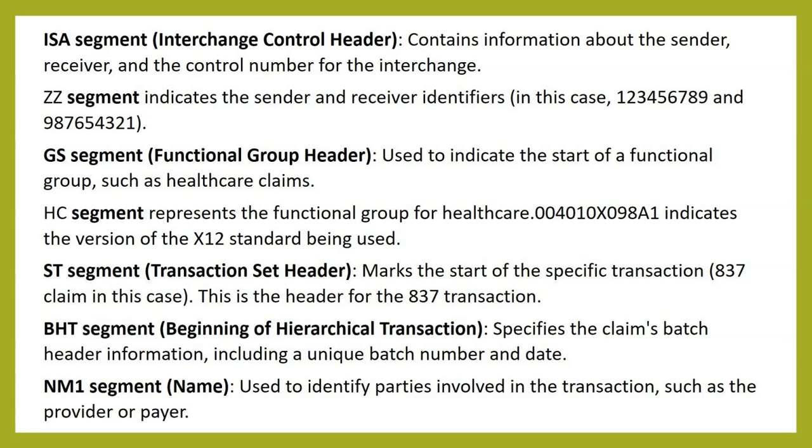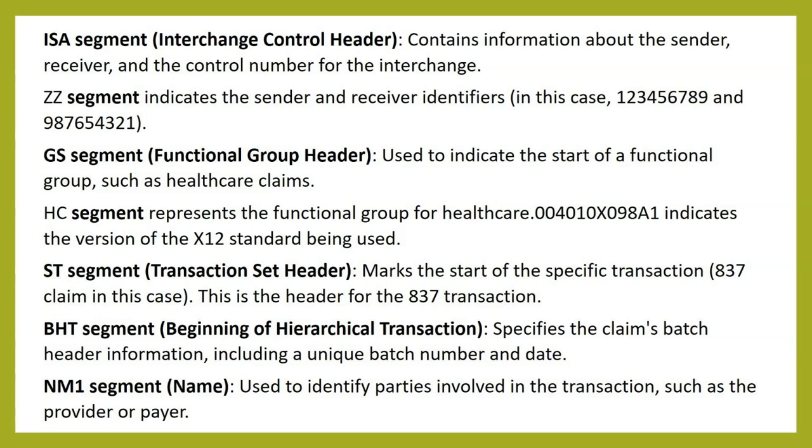ISA segment, Interchange Control Header, contains information about the sender, receiver, and the control number for the interchange. ZZ segment indicates the sender and receiver identifiers, in this case, 123456789 and 987654321. GS segment, Functional Group Header, used to indicate the start of a functional group, such as healthcare claims. HC segment represents the functional group for healthcare. 004010X098A1 indicates the version of the X12 standard being used.